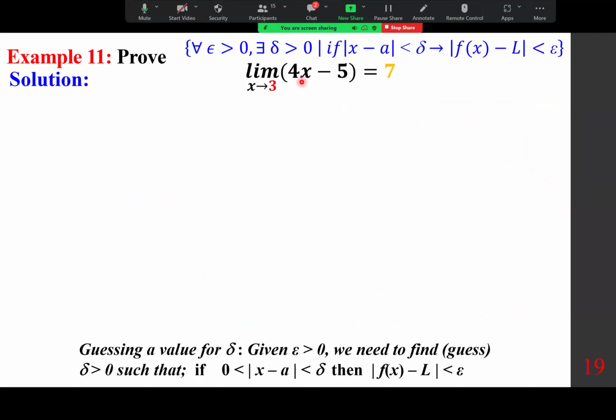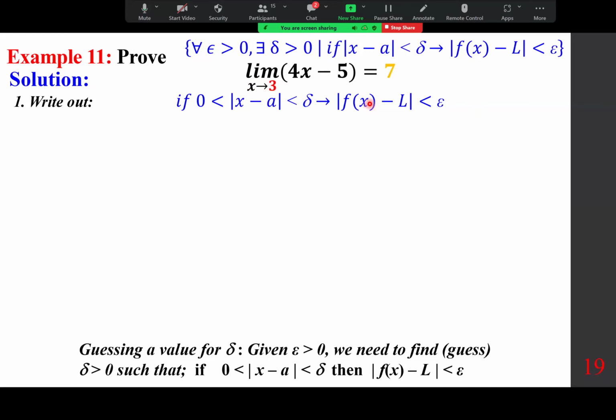Example 11, we want to prove the limit of 4x minus 5 as x approaches 3 equals 7. And this is a precise definition, although remember, we just plug in. But I want to show you how this thing works, starting with the definition that I've given you up here. We're going to start writing this out. So the absolute value of x minus a, so everybody, what is a? 3. So x minus 3 less than delta.